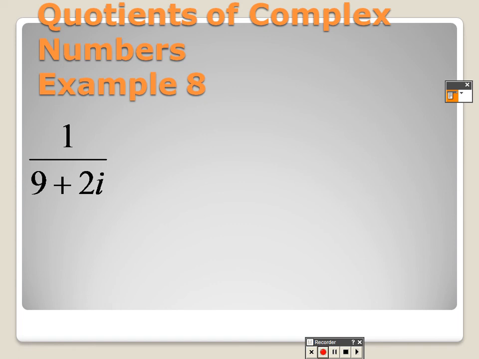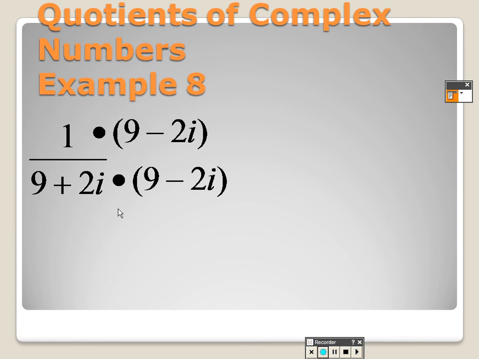So, quotients of complex numbers, here's how it works. You cannot have a root on the bottom. You can't have fractions on the bottom. You can't have complex numbers on the bottom. So I'm trying to get rid of this complex number. So it's 9 plus 2i on the bottom. So I'm going to multiply by 9 minus 2i on both the top and the bottom.